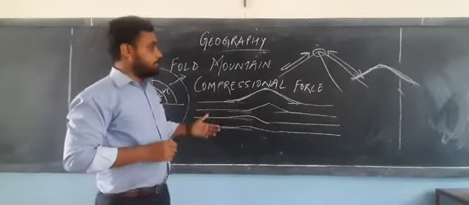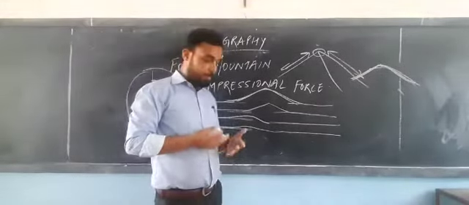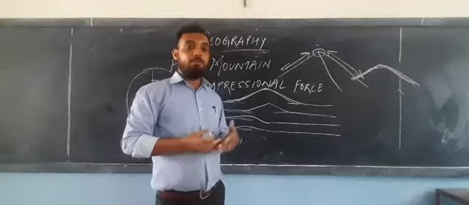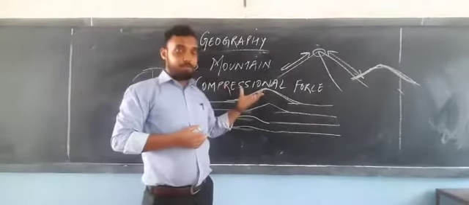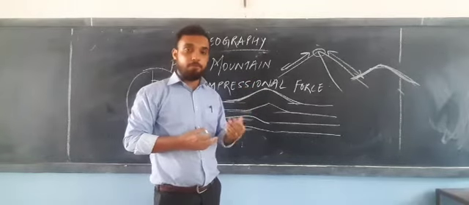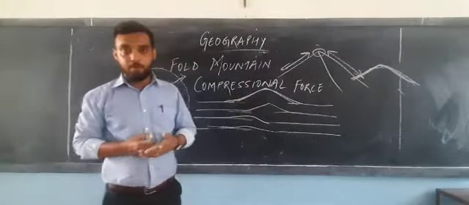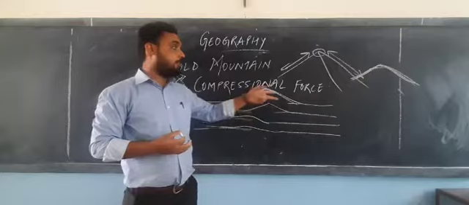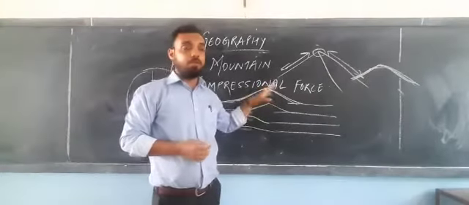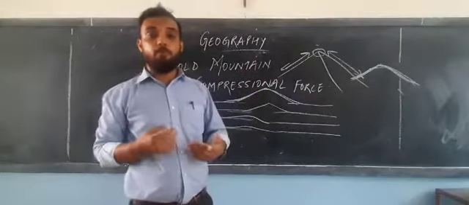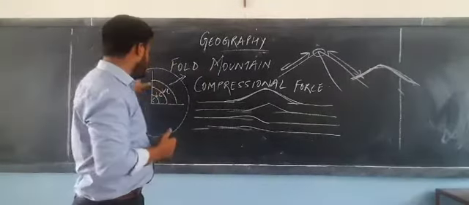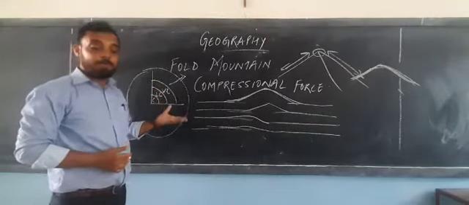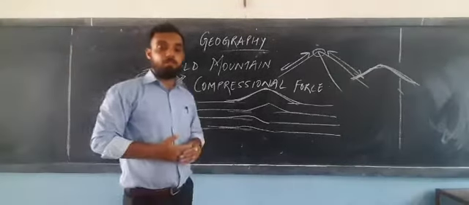So, what did we discuss today? We discussed the mountains. We discussed what types of mountains there are. The first one that we discussed is young fold mountain and old fold mountain, and these are both types of fold mountains. We also discussed how a fold mountain is formed. What is the compressional force? What is the core? What are tectonic plates? We discussed all these things today.